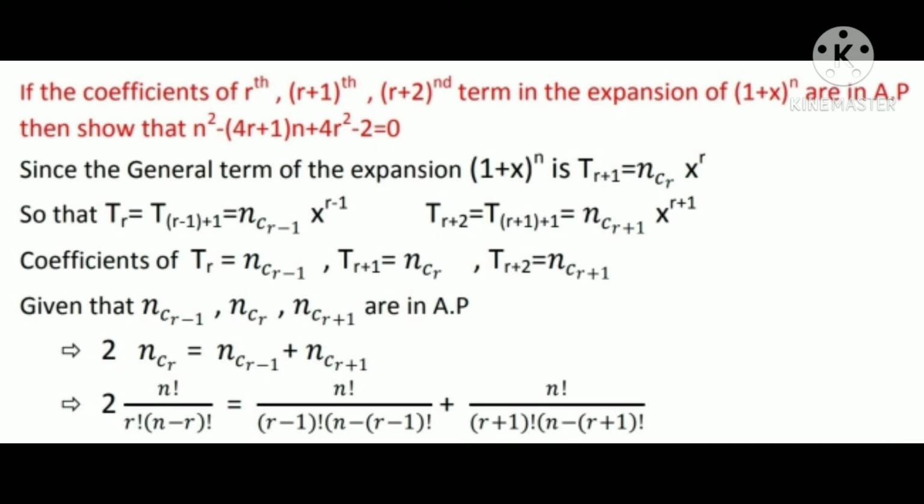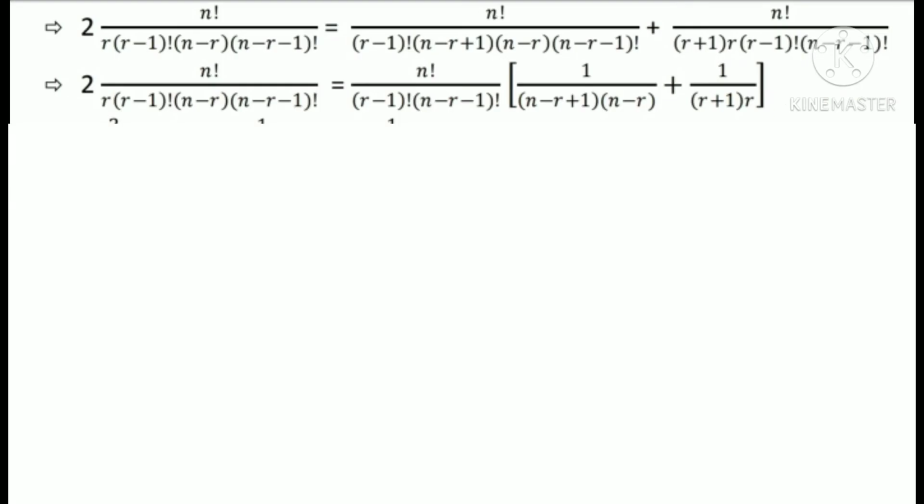If we write the factorial of a number, we have to reduce by 1 each time until we get the least factorial number. Now take the least factorial values in the denominator of the right hand side: (r−1)! and (n−r−1)! are the least numbers. In the numerator, n! will be common. If we take this common in the next step, the first term of the right hand side remains 1/((n−r+1)(n−r)), and the second term 1/((r+1)r). Now cancel the same factorial values on both sides. So the left side remains 2/(r(n−r)).